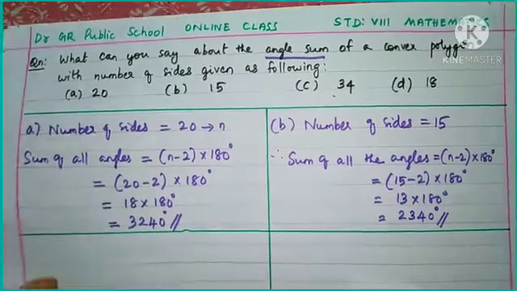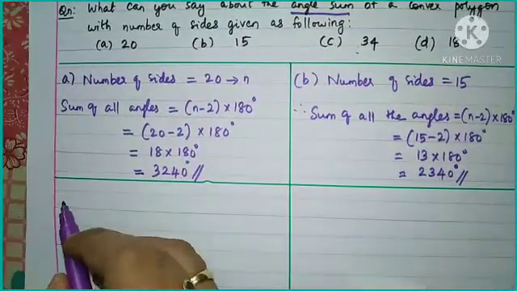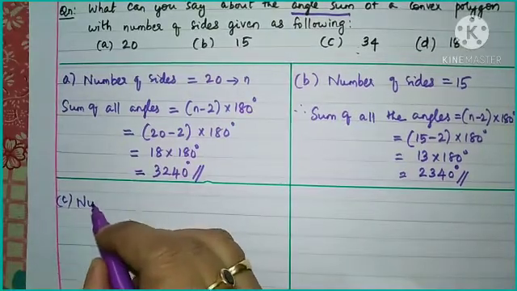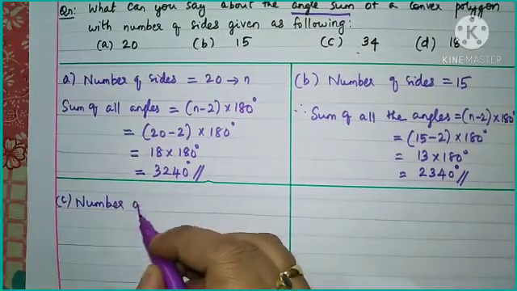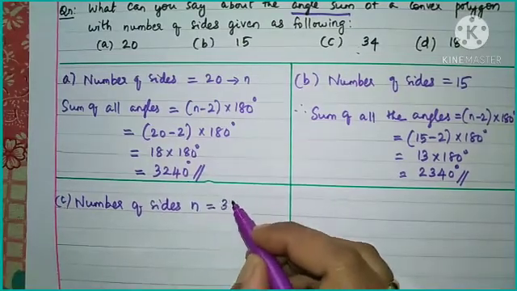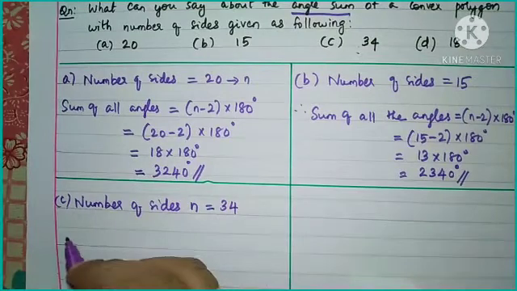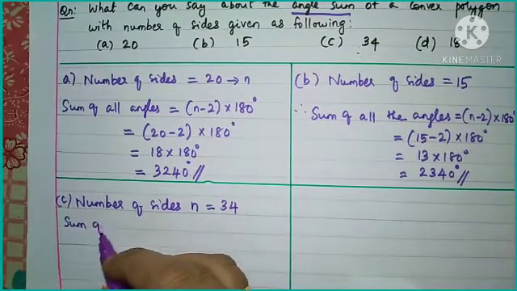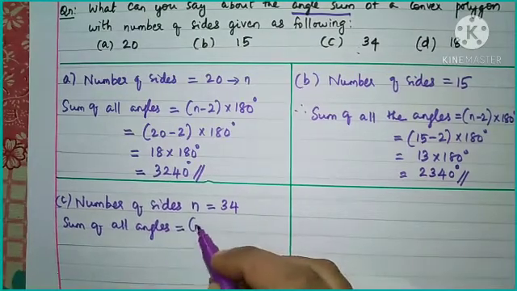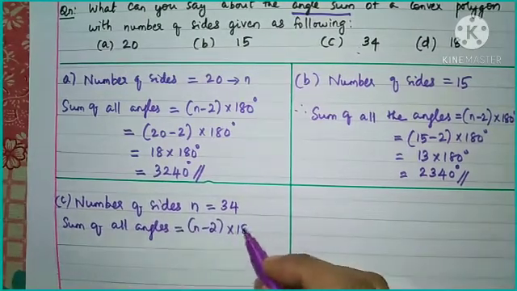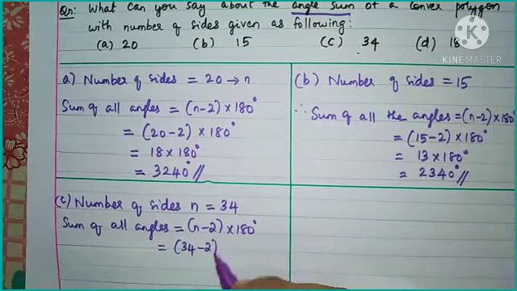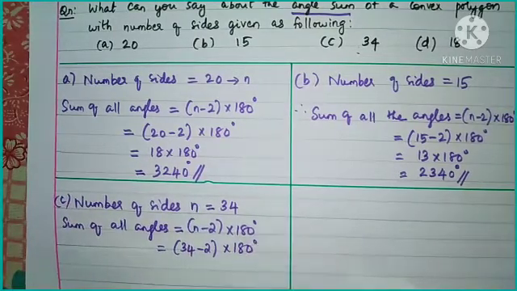Now come to the third question. What is the number of sides given? Yes, it is 34. So number of sides n, okay, n is 34 here. So write sum of all angles of this polygon is equal to n minus 2 into 180 degrees. So n is here 34. Okay, so 34 minus 2 into 180 degrees. What is 34 minus 2?